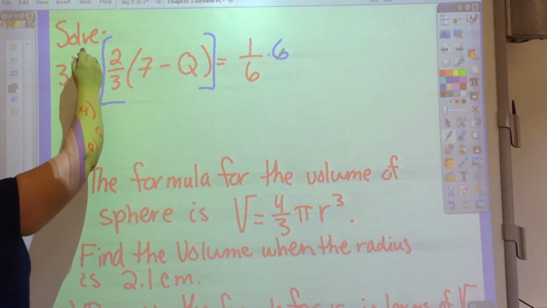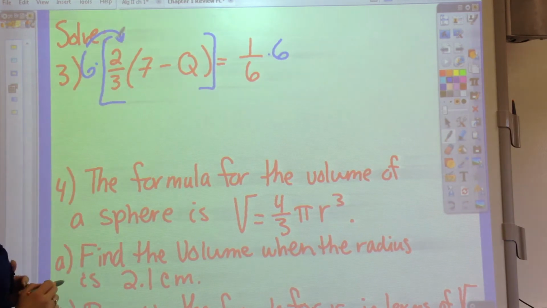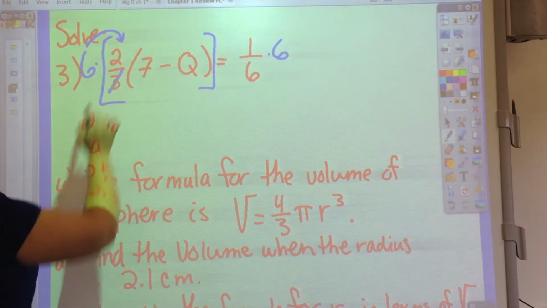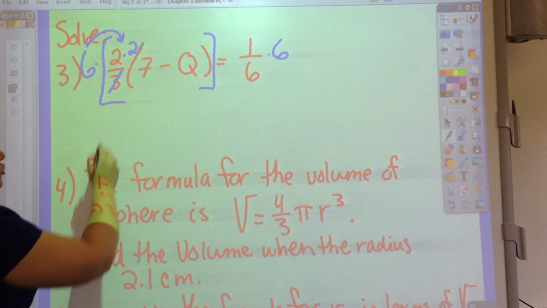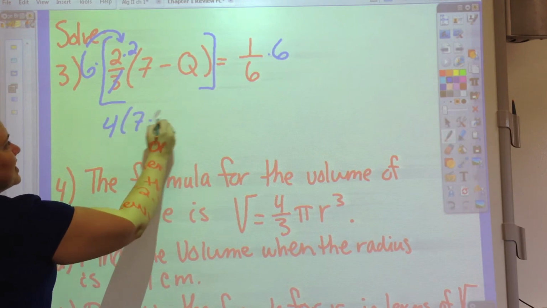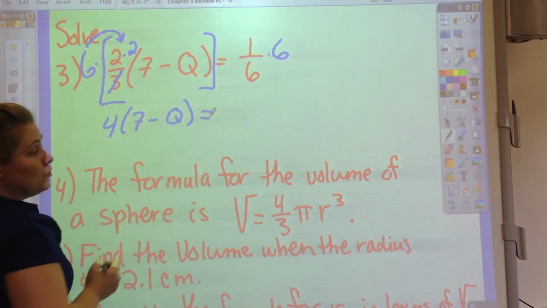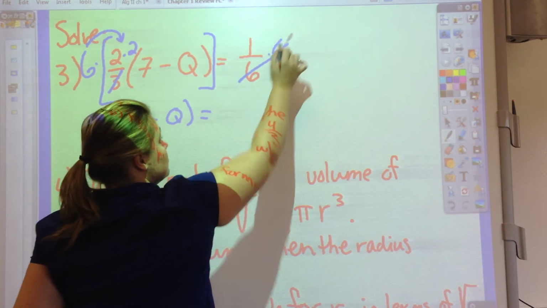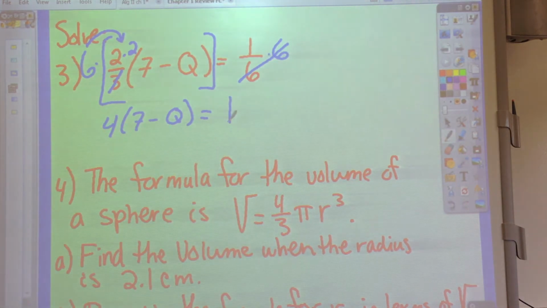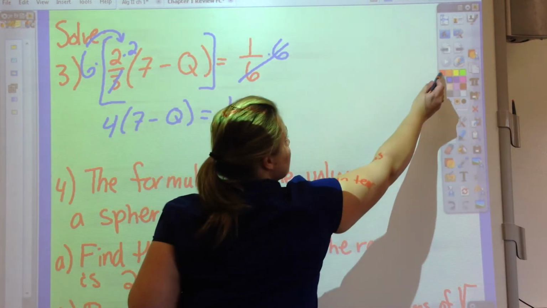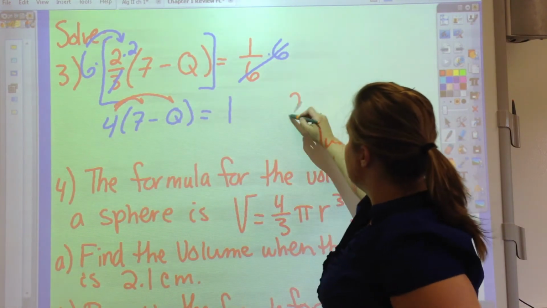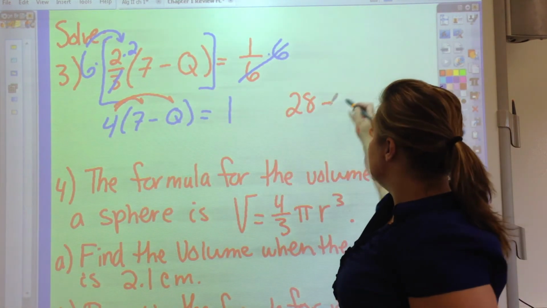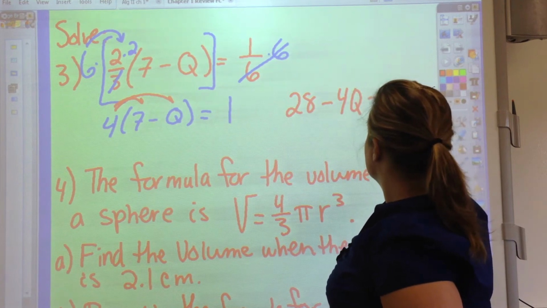When I multiply here, I distribute to the first term. So it only multiplies once. And 3 goes into 6 2 times. So I have 2 times 2, which is 4, times 7 minus q equals, over here, my 6's cancel, and I'm left with 1 in the numerator. Now that I have this equation, now I can distribute. And 4 times 7 is 28. And 4 times negative q is a negative 4q.